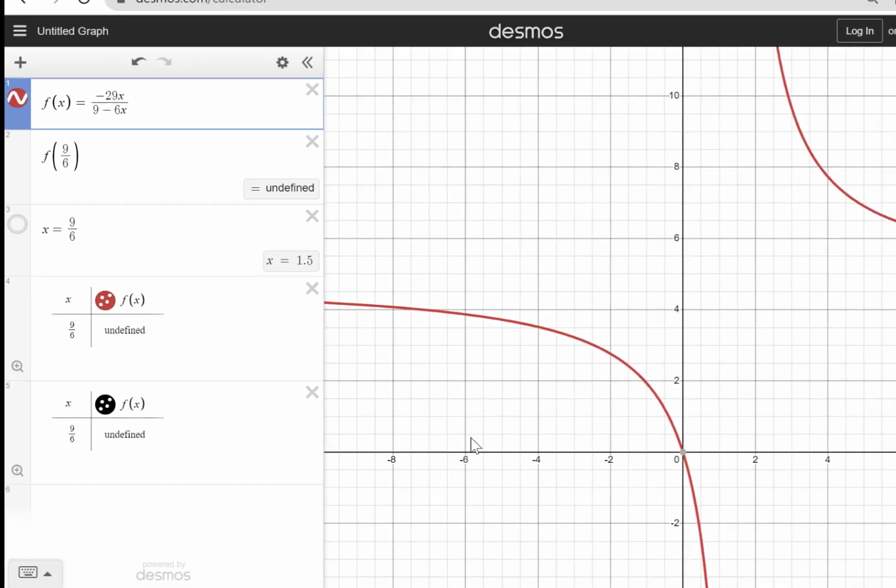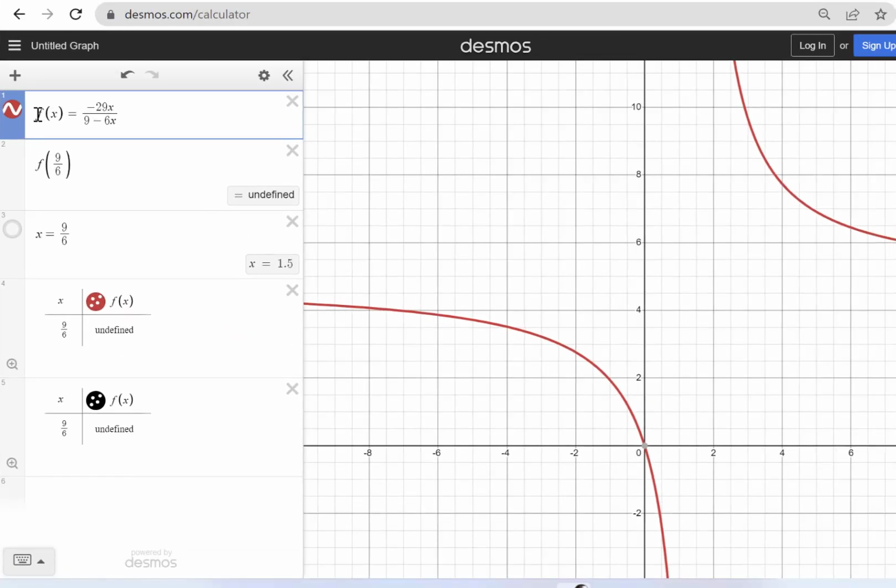So I open Desmos, and I define the function as f of x, and we see here that we have a rational function that appears to have a vertical asymptote. I went ahead and tried to evaluate f of 9/6, and we see that it is undefined. I've also added in x equals 9/6, the vertical line. It's that dashed blue vertical line to indicate that x value that we're interested in.